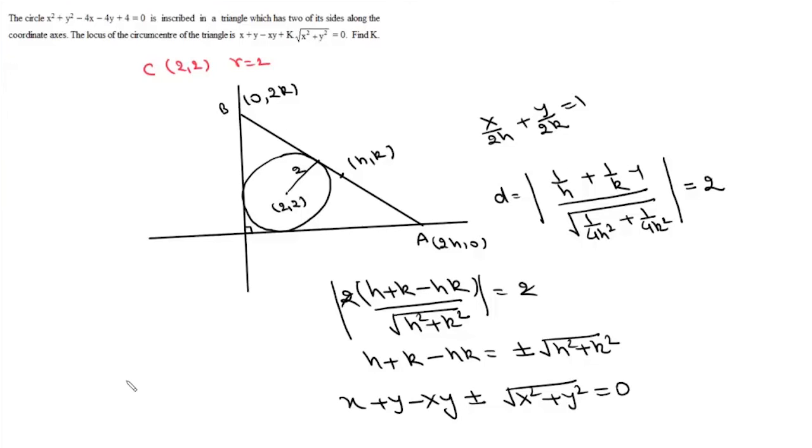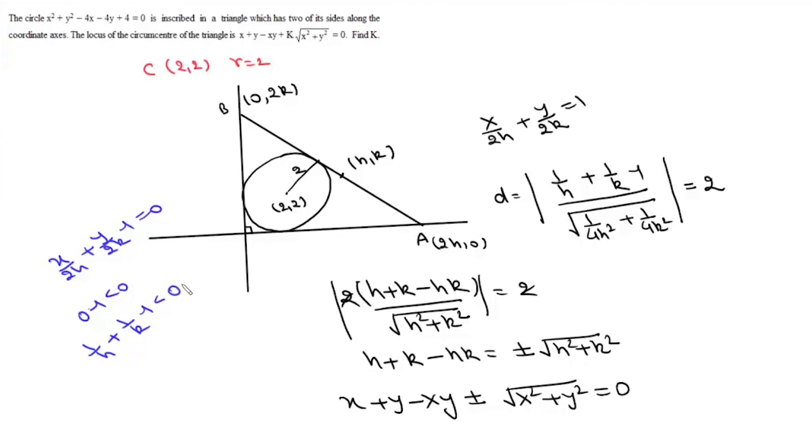Now basically here we are looking for one value of k, not two values of k. If we look at this equation, which is x upon 2h plus y upon 2k minus 1 equals 0, then origin and (2, 2) lie on the same side. So for origin this is less than 0, and for (2, 2) it will be 1 upon h plus 1 upon k minus 1, less than 0.